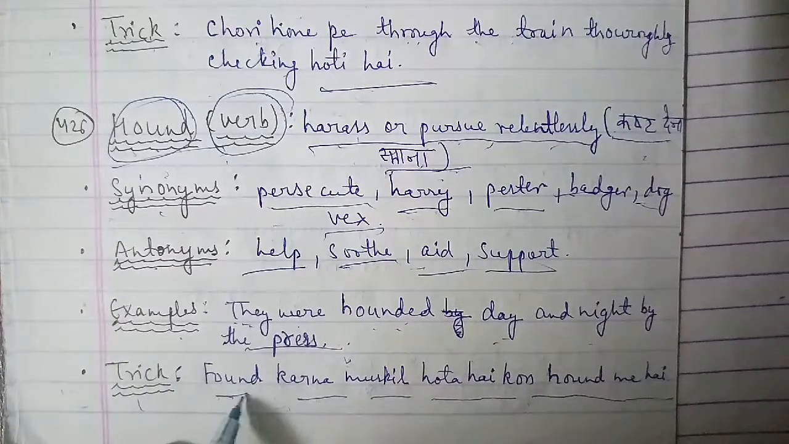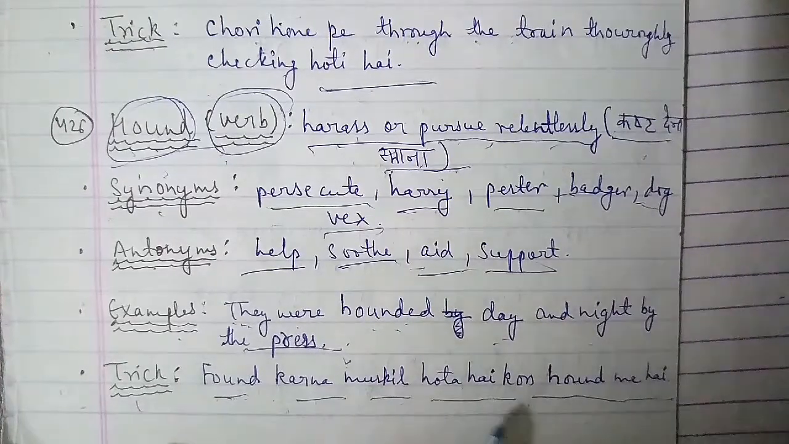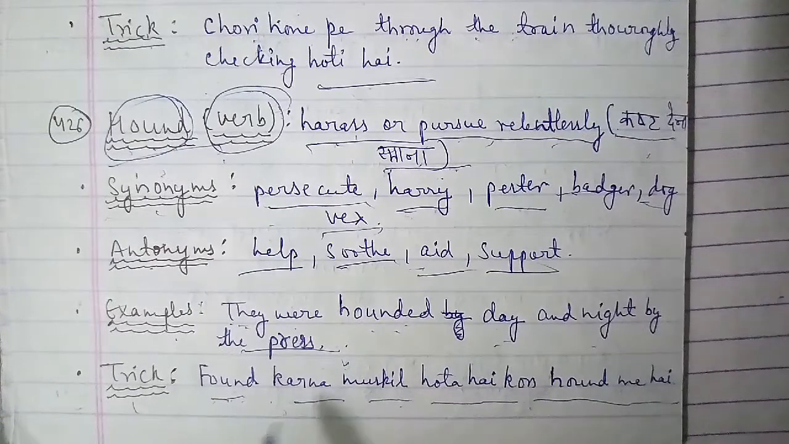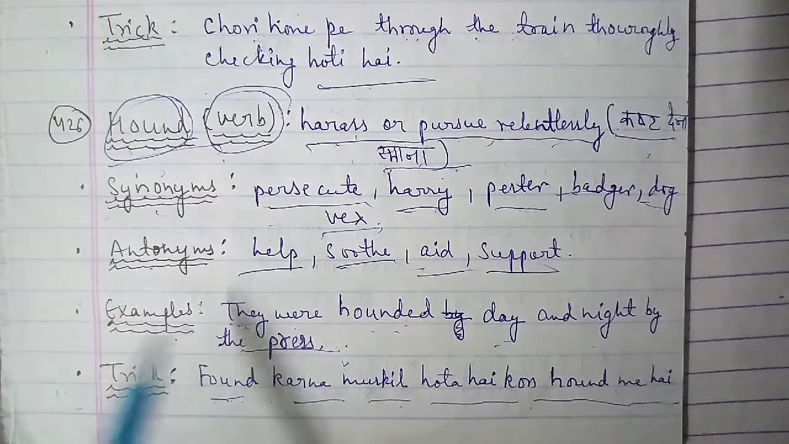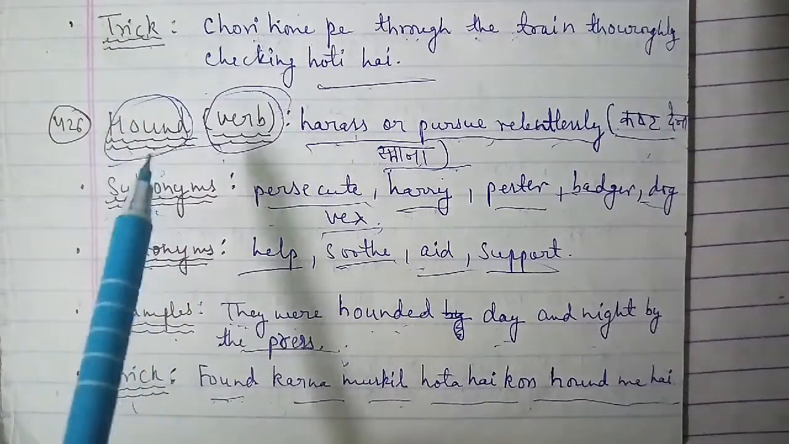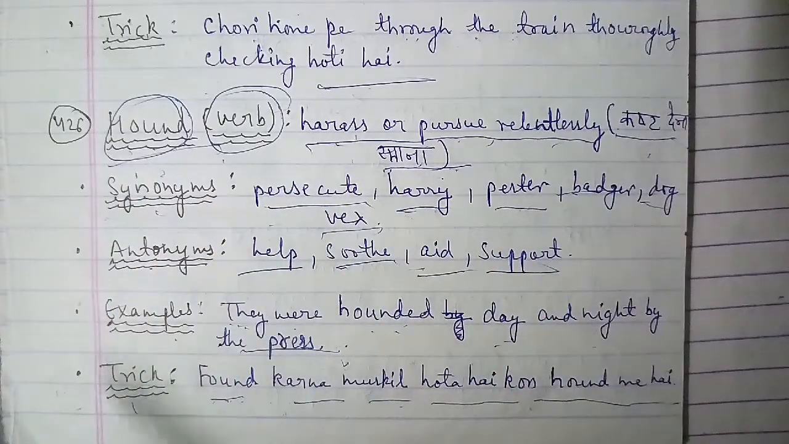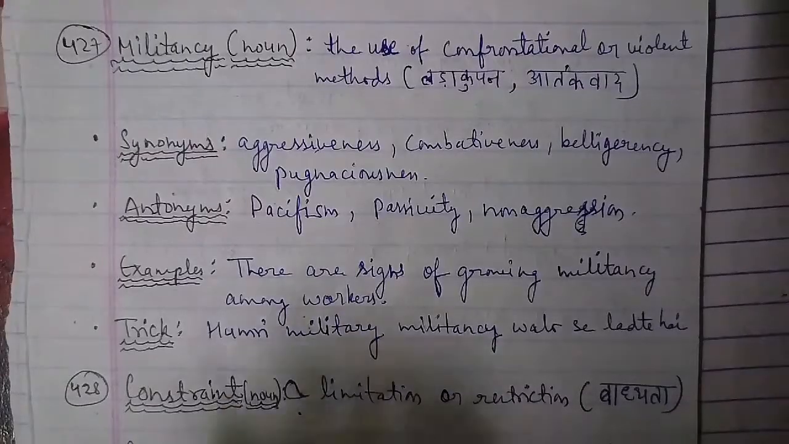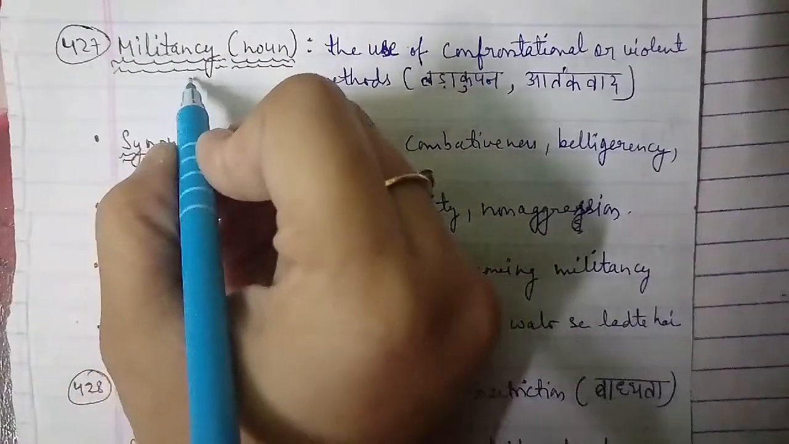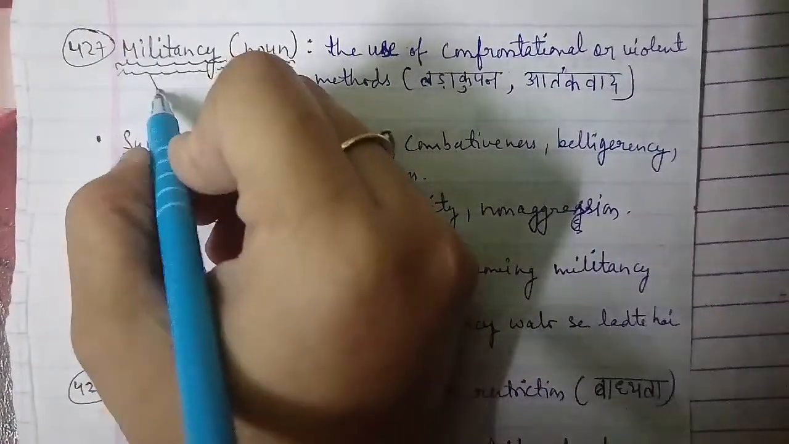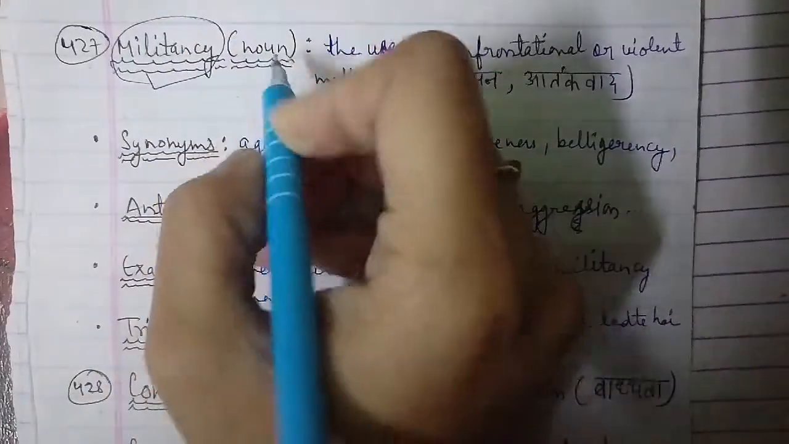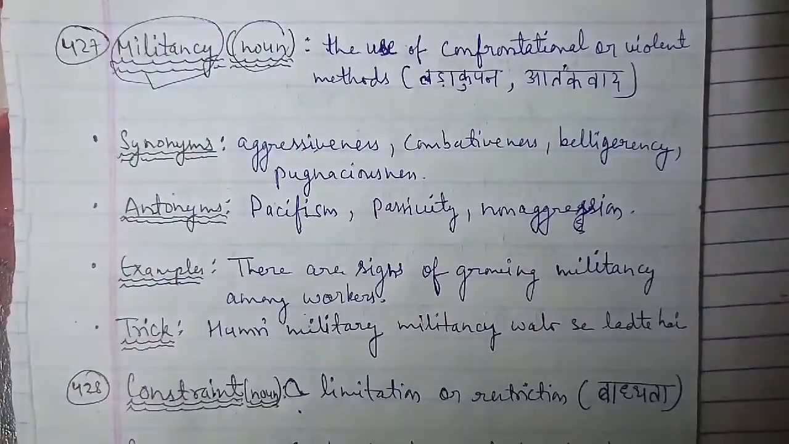Now moving on with the next word that we have here, 427th word. As you can see here, the next word is 427 and the word is militancy. Militancy is a word that is used as noun, and the meaning of militancy is the use of confrontational or violent method. When we are using a confrontational or violent method, then you can use the word militancy there.